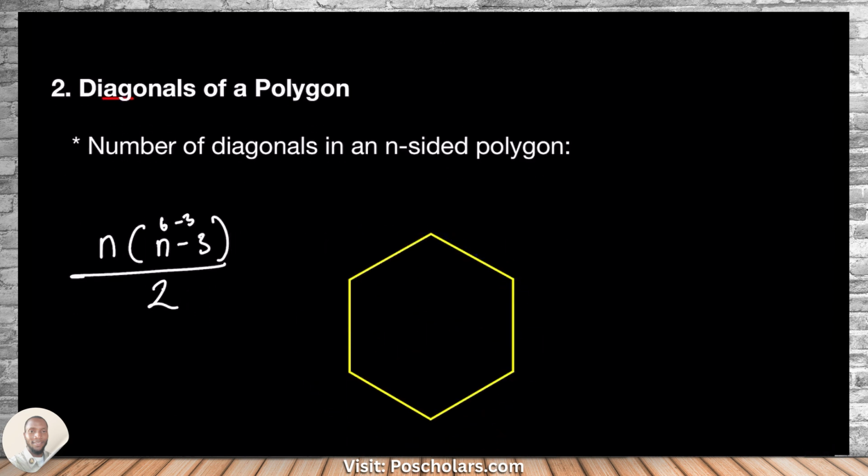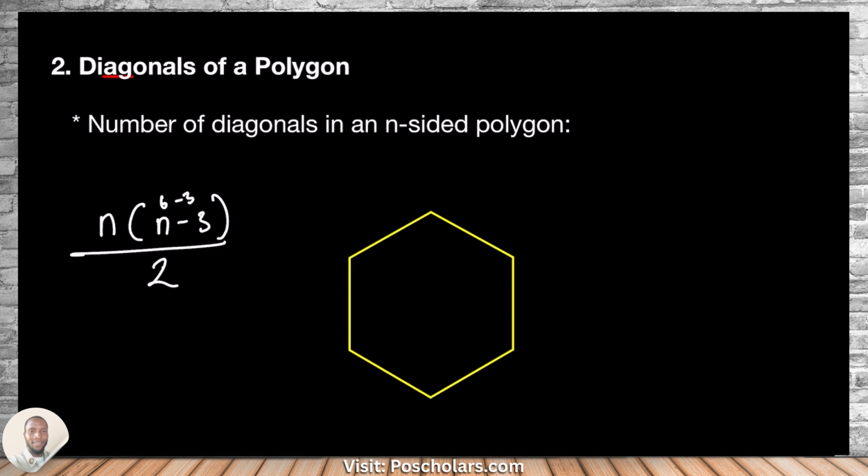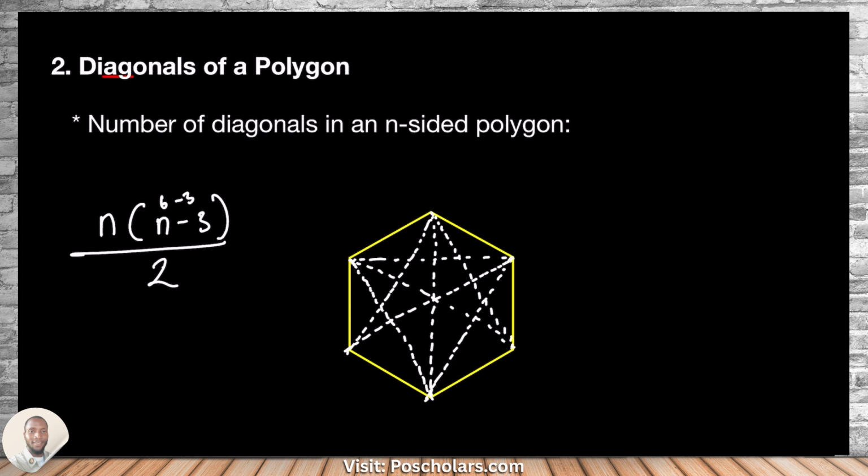Should we try it? Okay, let's try it. So a diagonal is any line touching 2 opposite angles, right? So the first diagonal is here. Let's do it together. Second diagonal, third diagonal, fourth diagonal, fifth diagonal, sixth diagonal, seventh diagonal, eighth diagonal, and ninth diagonal. Good. So this formula helps you find the number of diagonals in an n-sided polygon.